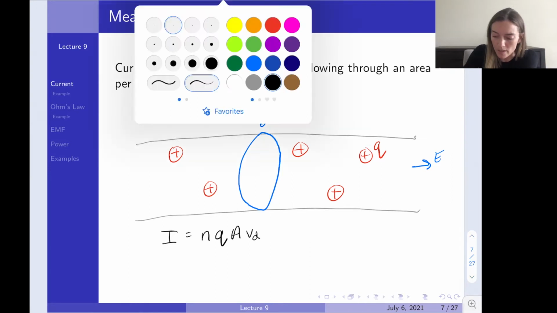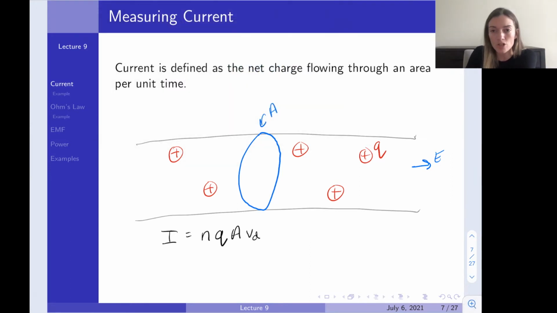And now let's check our units to make sure that we are getting a charge per unit time. So the number density, the density of these charged particles, is going to be particles per meter cubed. The charge is just coulombs. The area is just meters squared. And then the velocity is meters per second.